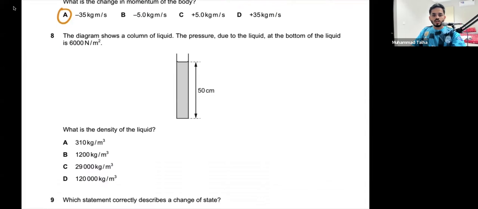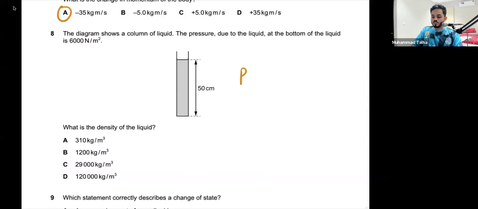The diagram shows a column of liquid. The pressure due to the liquid at the bottom of the liquid is 6,000 Newton per meter squared. What is the density of the liquid? So we use this formula for the liquid pressure, rho GH. So pressure here is 6,000. Rho is what we need to find. G is 9.8 and H is 50 centimeters. So to have everything in SI units, you would need to convert this to meters, which would be 0.5 meters.